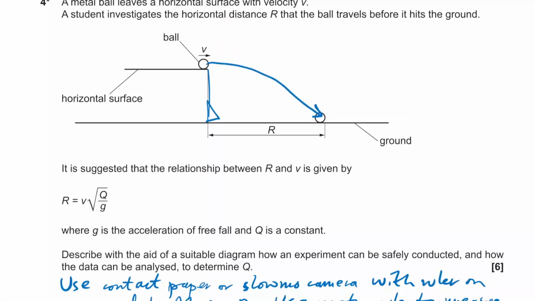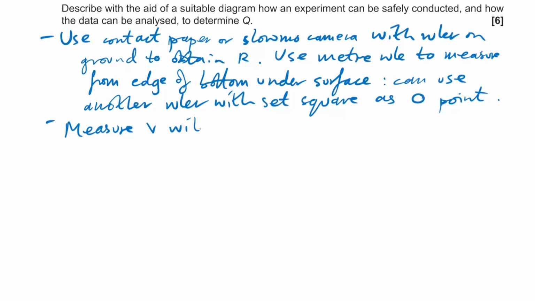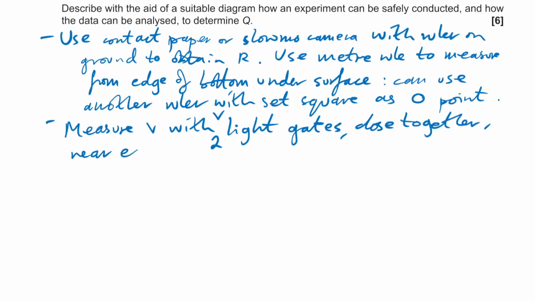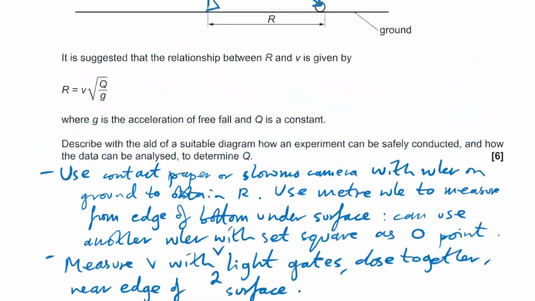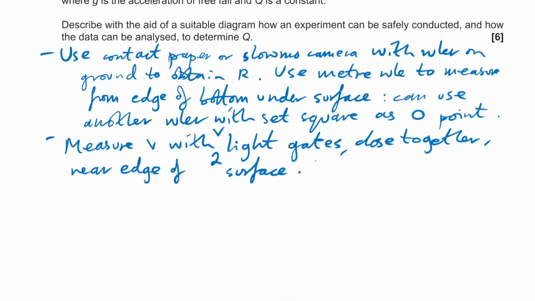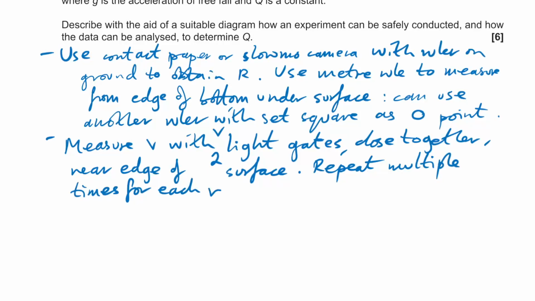Okay, how are we going to get V? Well, measure V with light gates, 2 light gates. You don't want to use one because it's a sphere, hard to do with 1 light gate. Measure V with light gates close together near edge of table or edge of surface. You don't want it slowing down. Okay, and classically, we're going to repeat multiple times for each value of V. Although, are you going to get it the same every time? No, I'm going to say we can't do that. I mean, we could do. We could just say repeat multiple times, obtain R for each V.